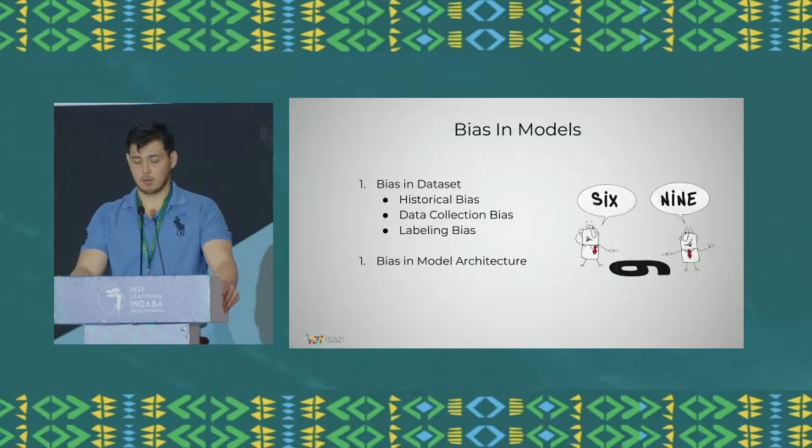So how can this come from a data set? This can happen through historical bias, where the data reflects past social inequalities, data collection bias, where the collection methods are inadequate or unfair, or even label bias, where the subjective bias of human annotators are inadvertently transferred to the data set itself.